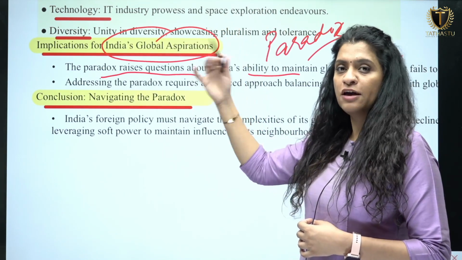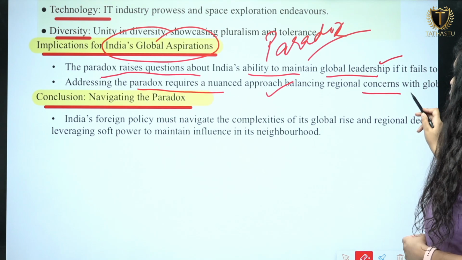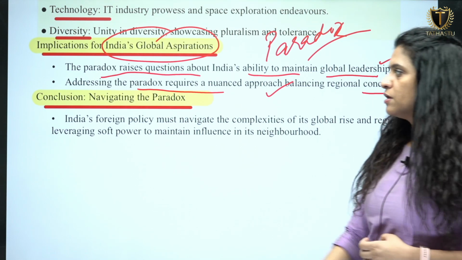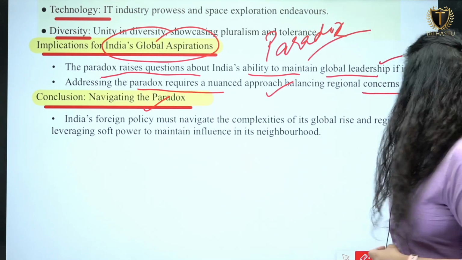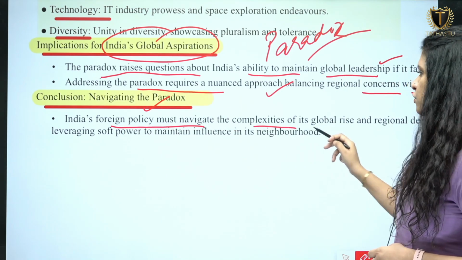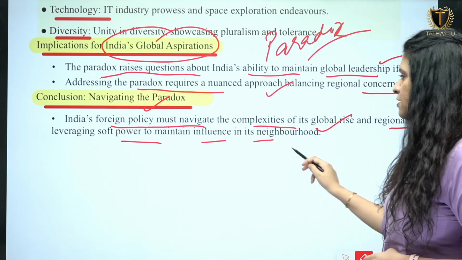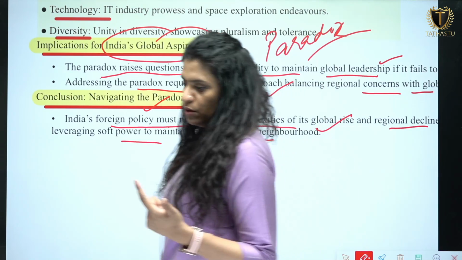or fails to rise to the expectation. Addressing the paradox requires a nuanced approach, balancing regional concerns with global issues. How can we give concluding remarks in the conclusion? India's foreign policy must navigate the complexities of global rise and regional decline, leveraging soft power to maintain influence in its neighborhood. Let's say there was a question which we had seen.